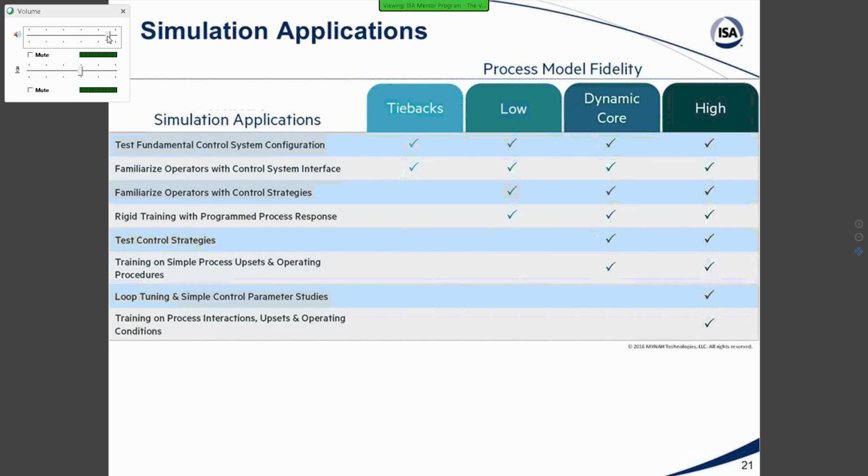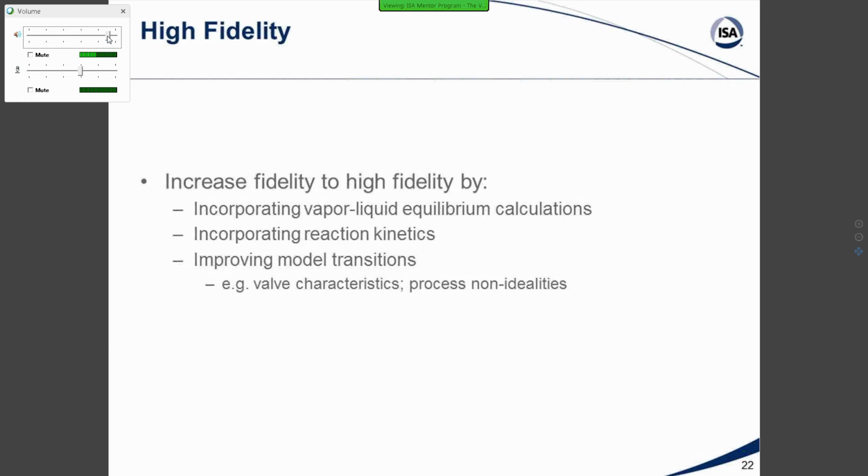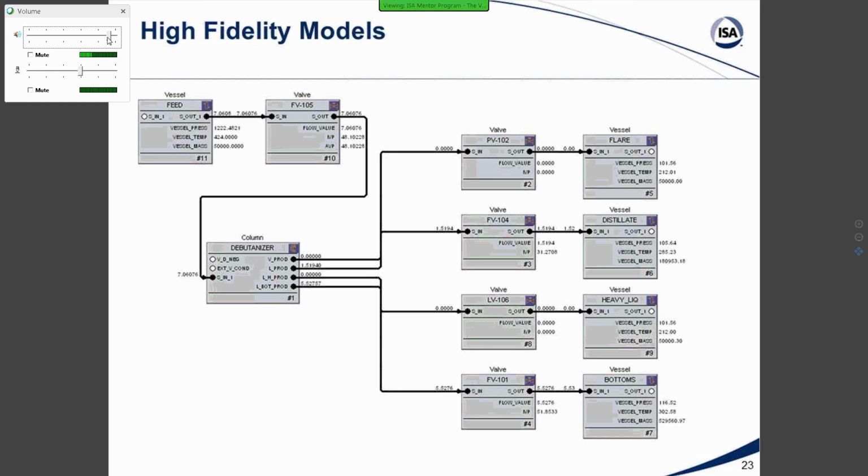Now, the highest level of fidelity, the one we're going to talk about, is when we start implementing more advanced engineering calculations. They may be vapor-liquid equilibrium calculations, or implementing reaction kinetics, or improving model transitions to include your valve characteristics or process non-idealities. And we'll take a look at what that may look like. You'll notice that this isn't grayed out anymore: our distillation column here on the bottom left.